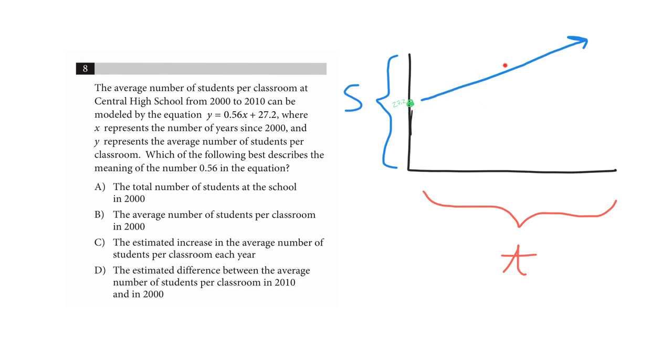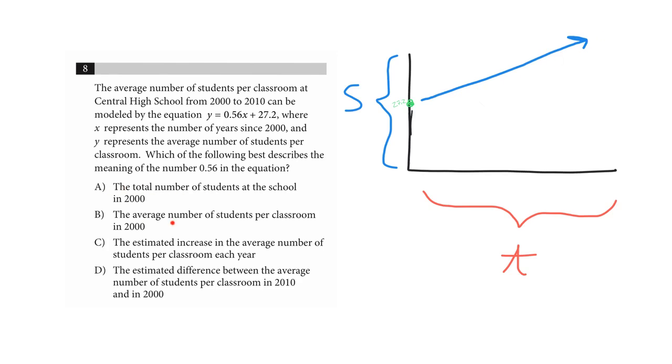And then it increased from there. Well, how much did it increase? 0.56 students per year. That's how much it increased. It went up 0.56 students per year, also known as if there were 100 years going by, there'd be an increase of 56 students, okay? It might be weird to think of 0.56 students, like what does that mean? But again, it's the average increase of students per year, all right?